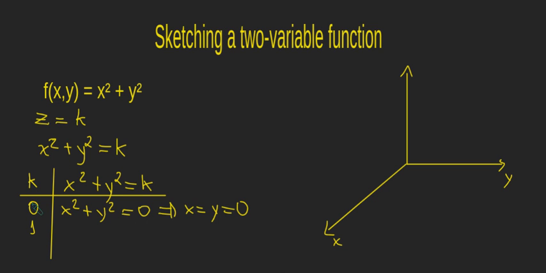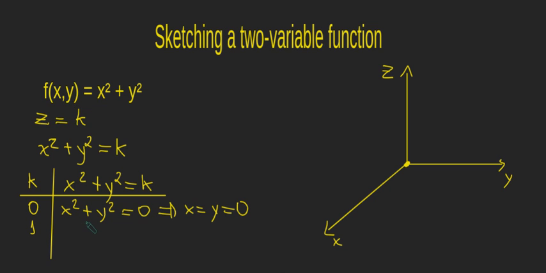So when k is 0, you cut the z-axis by the plane xy, because when k equals 0 you are in the plane xy, and you get the point 0, 0. This point is a point of this function. Okay, so let's move on.